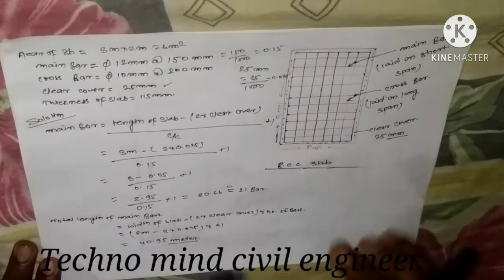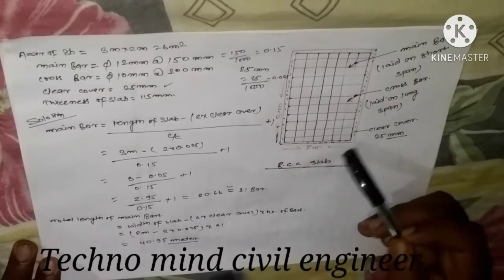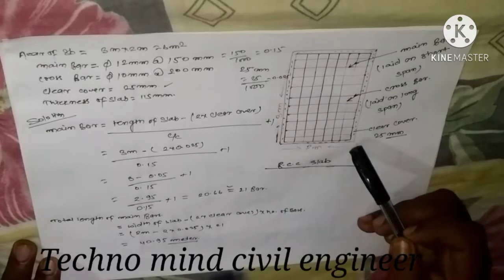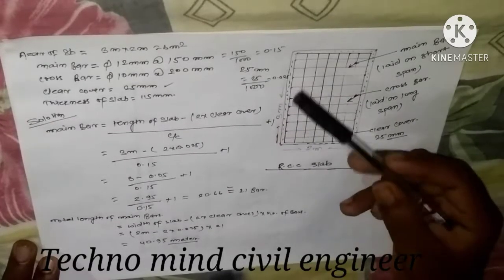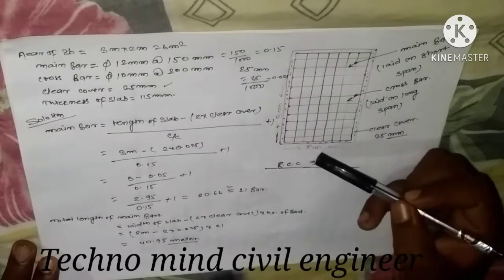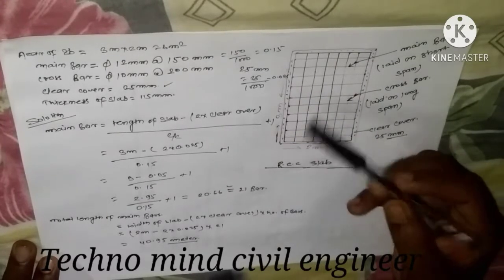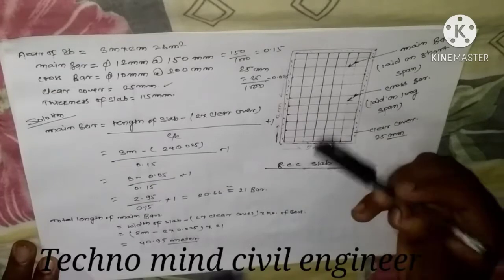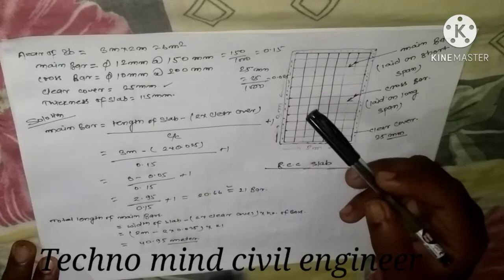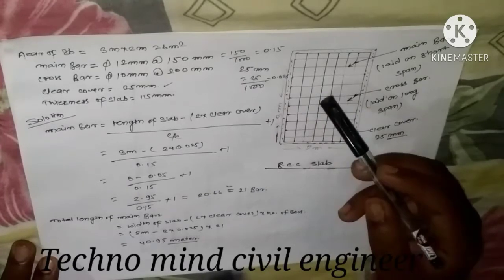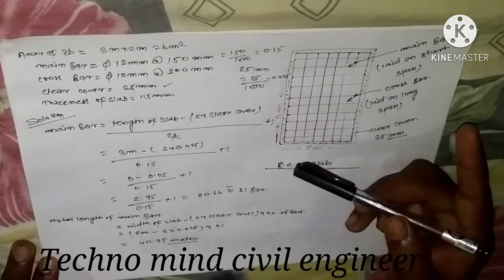First of all, the given drawing is an RCC slab. The length and breadth are given: 3 meter is the length and 2 meter is the breadth. In this slab, two bars are provided. One is the main bar and the other is the crossbar.